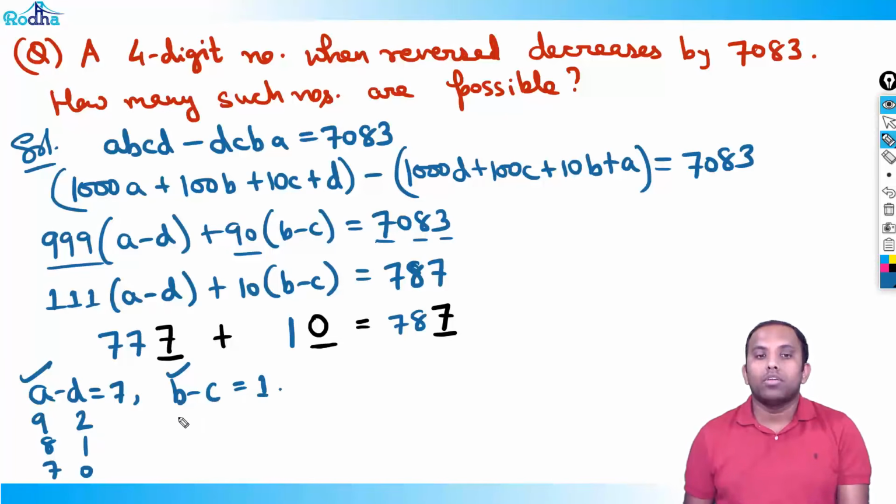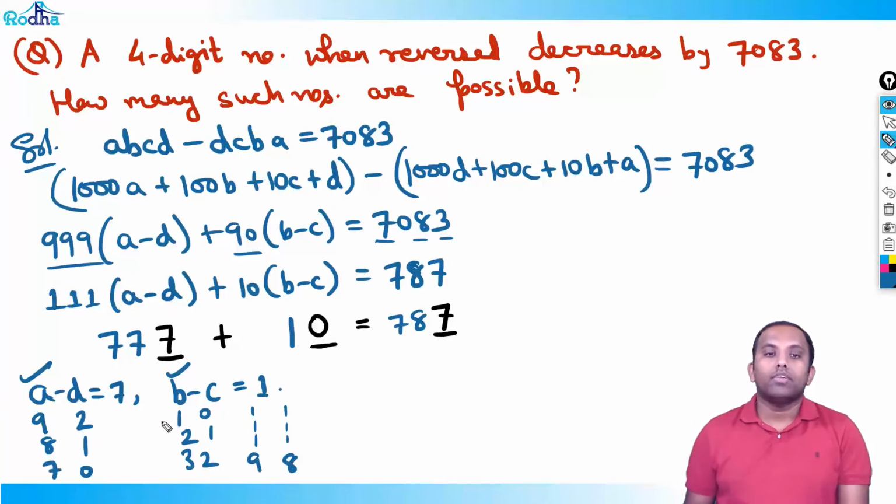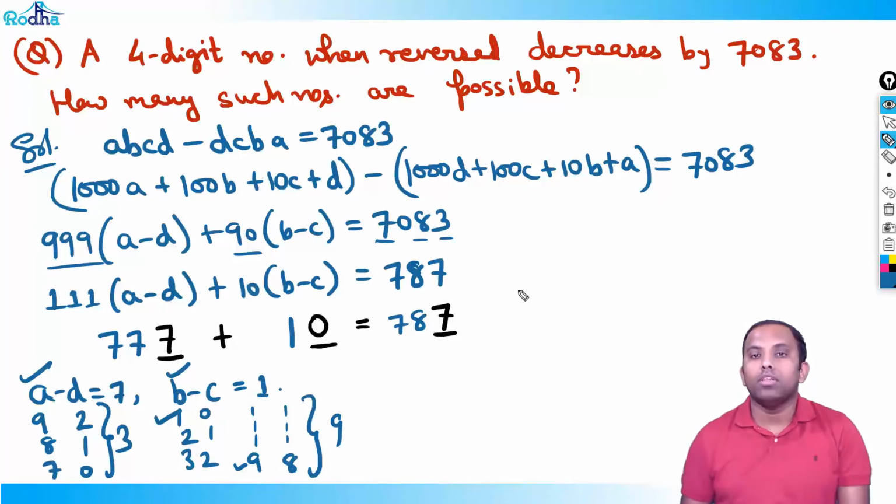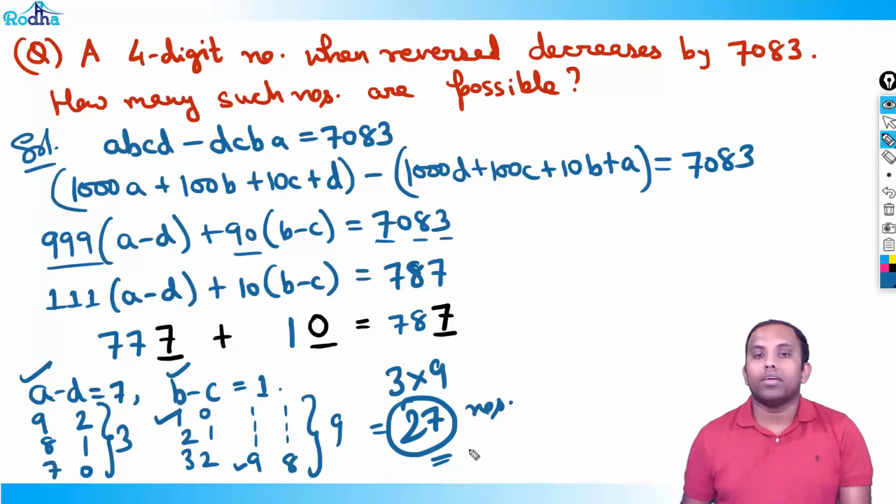How many values? Starting from 1, 0, then 2, 1, then 3, 2. Right? Going on till what value? Going on till 9 and 8. So starting from 1, 0, ending till 9, 8. How many values? 9 values here, and 3 values here, right? That basically means how many numbers are possible? That basically means 3 into 9. Total 27 numbers are possible. So 27 is the answer.